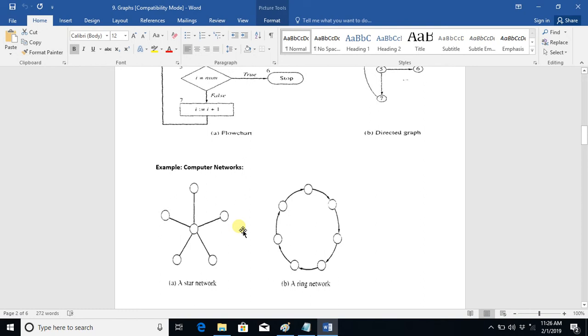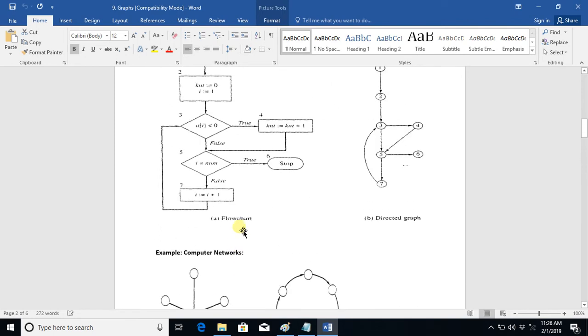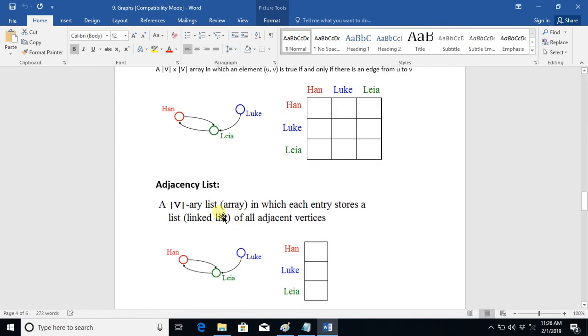And in the next lecture we will see some terminology of the graph, that is adjacency matrix and adjacency list. So for that, stay tuned.